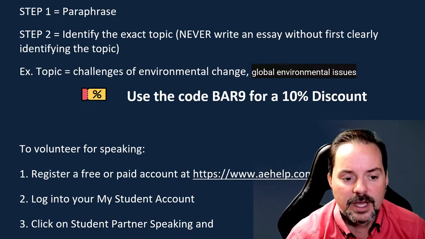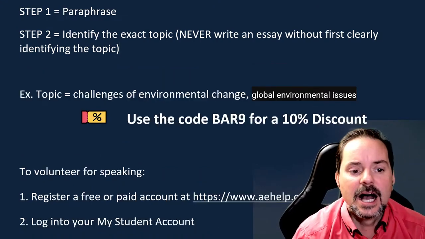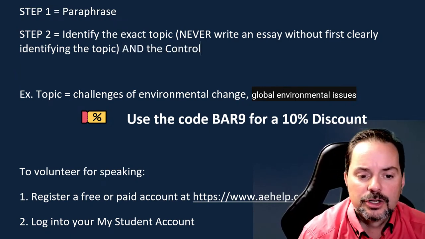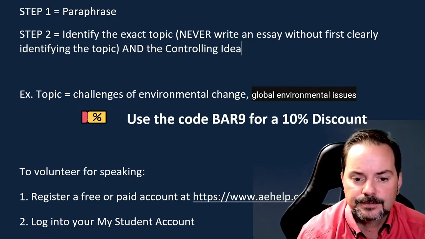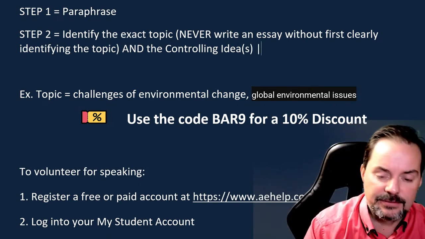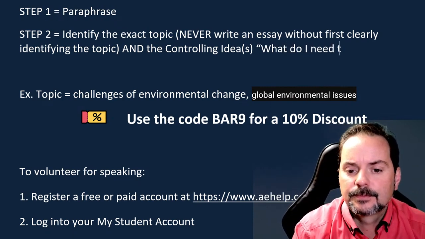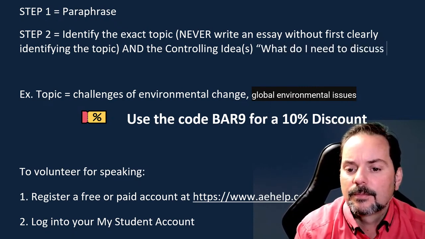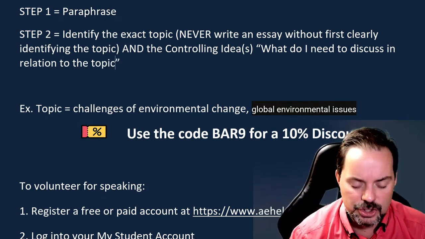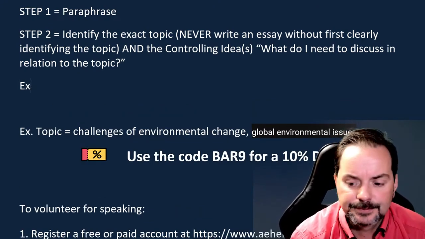100%. Okay. Now, the controlling idea. That's the other aspect of step 2. So identify the topic and the controlling idea or ideas. The controlling ideas are basically like, what do you have to do in connection to the topic? Okay, that's what you have to think about. So what do I need to do in relation to the topic? So in relation to this topic of global environmental issues, what do I need to do? What's the controlling idea?